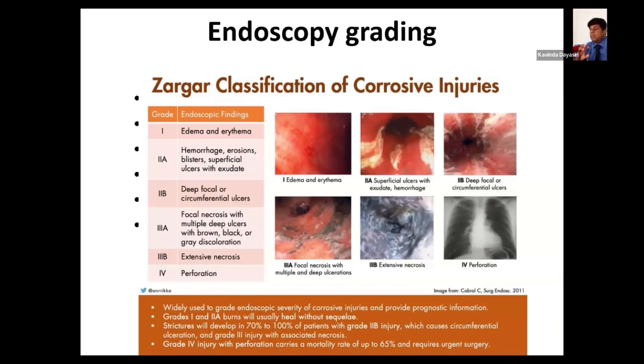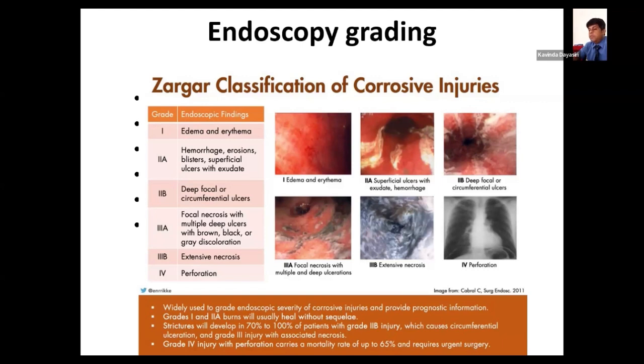So this grading is quite useful to prognosticate as well as to predict the future risk of having stricture formation. So you see the images: grade 1, 2A, 2B, 3A, 3B, and 4. If you see just the edema and erythema, but nothing else, no hemorrhage, no erosions, no blisters, no ulceration, it can be classified as grade 1. But if you have them, then it will be 2A.